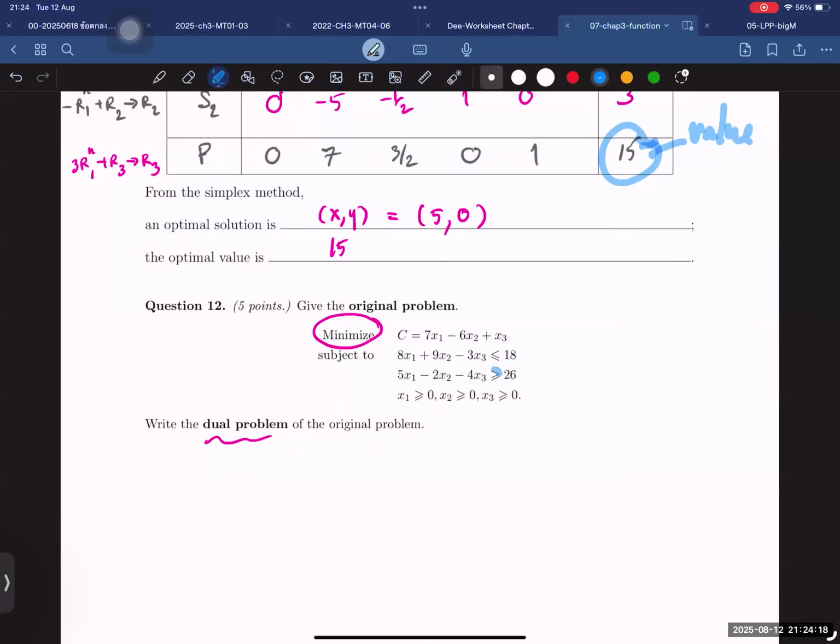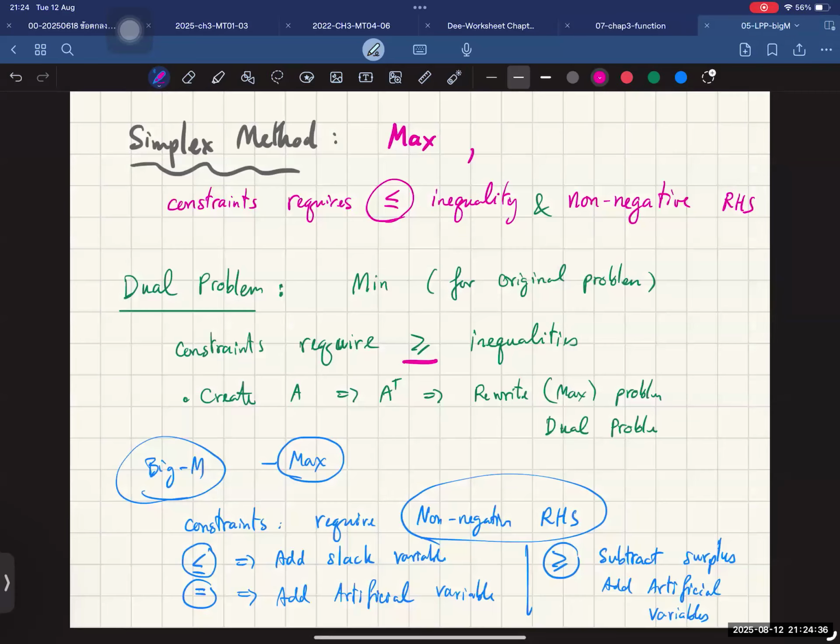Okay, all we need is this, right? But here we need to modify this, because all of the constraints should be greater than or equal. Therefore, we multiply this one by -1. So we get minus 8x1, negative 9x2, plus 3x3 greater than or equal to 18.